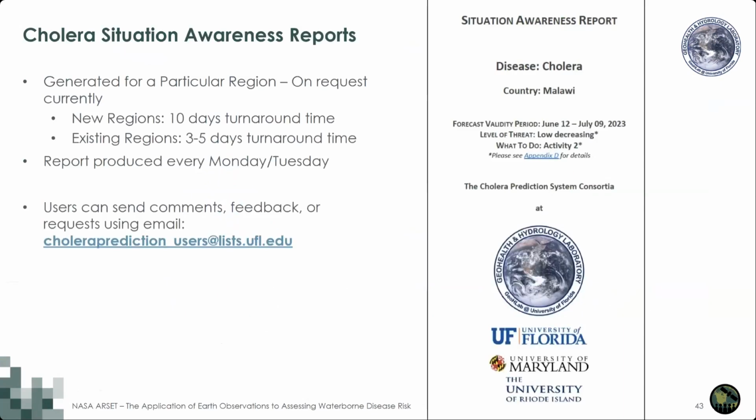So what we do for our local partners and for any of our international partners is that we generate these situation awareness reports if they are requested. For new regions, it typically takes us about 10 days to generate one of these reports, and for existing regions, it's about 3 to 5 days. And we'll send them weekly to any countries or interested parties for the cholera period that they're wanting to look at, depending on if they want us to continue sending these reports. We also have an email here for anyone that's interested and wants to contact us and talk about maybe seeing a report for their region.